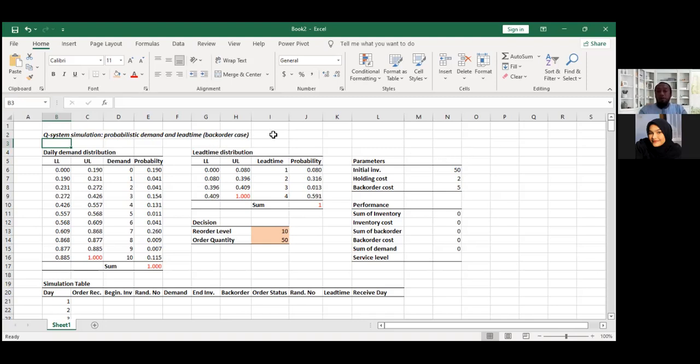Here we have the back order case. Back order case means that when we receive our order in a period, we need to fulfill the previous back order first. But if we have the lost sales case, then when we receive an order, we don't need to consider the previous stock out, because we already lost it.